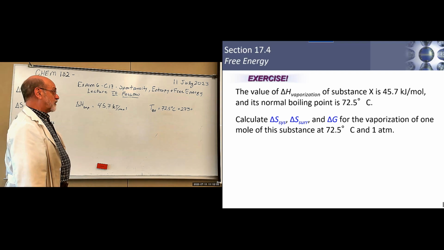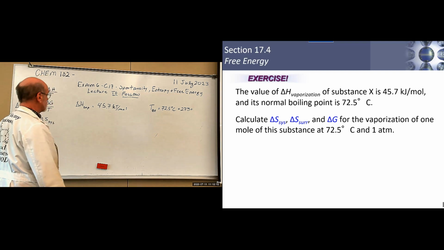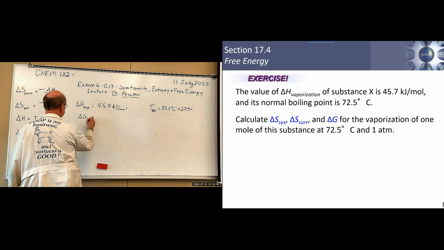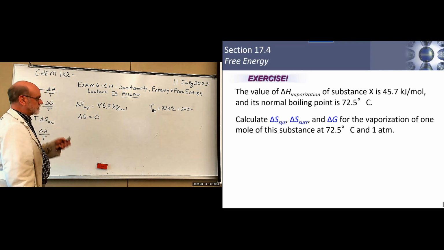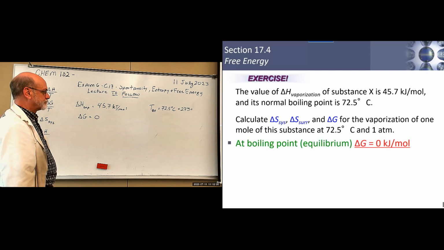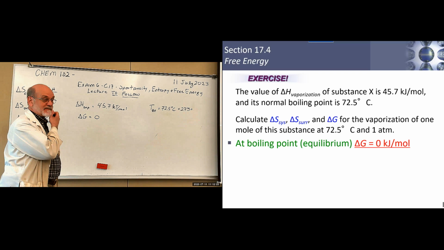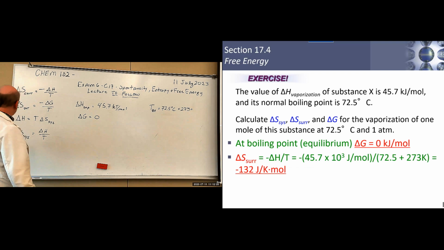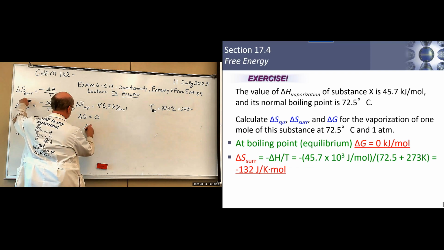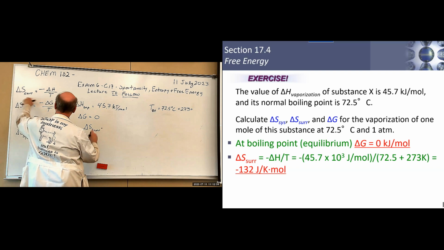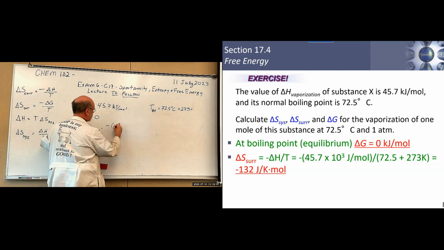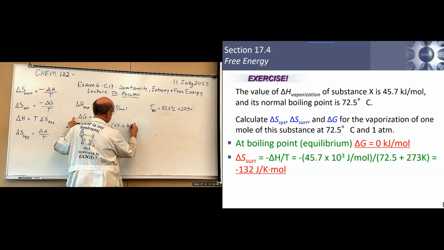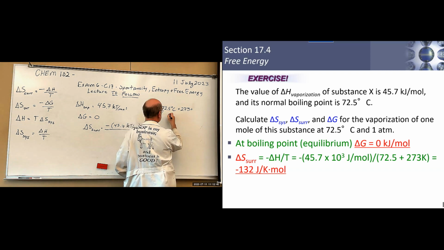Well, if we're at the boiling point, right, delta G is 0, right? Should be. Yeah, delta G is 0. And the delta S for surroundings is equal to negative 45.7 kilojoules per mole divided by temperature, which is 345.5.